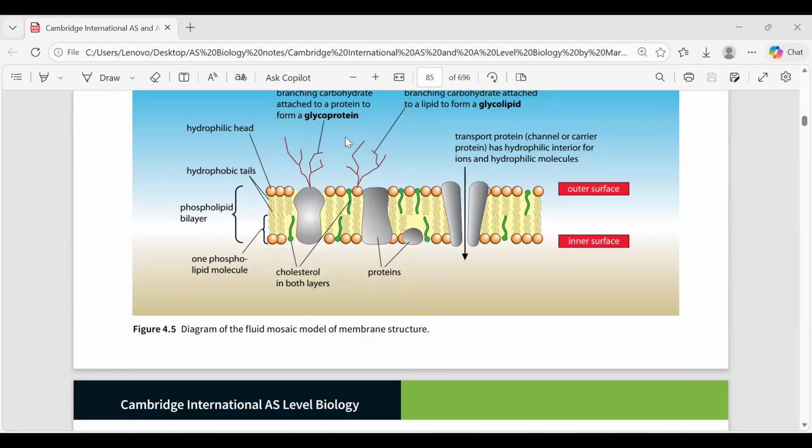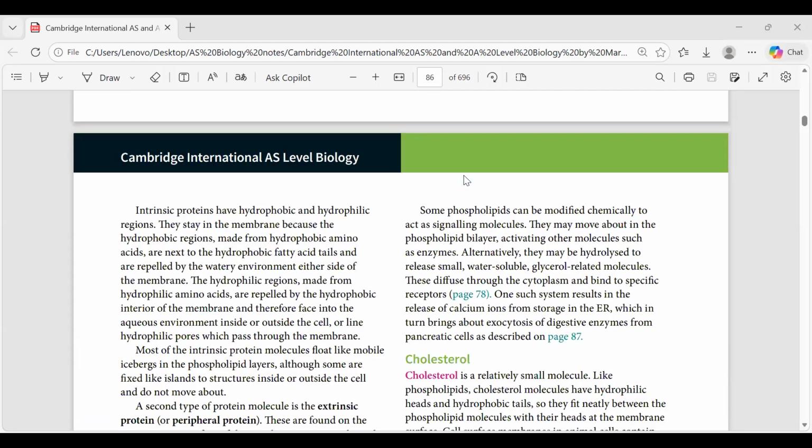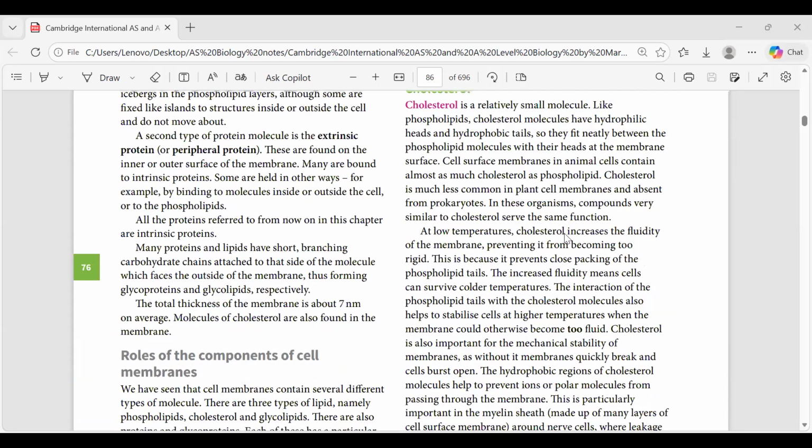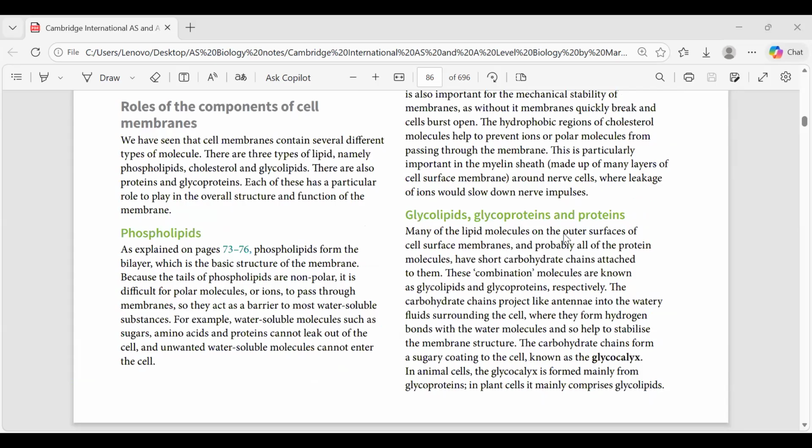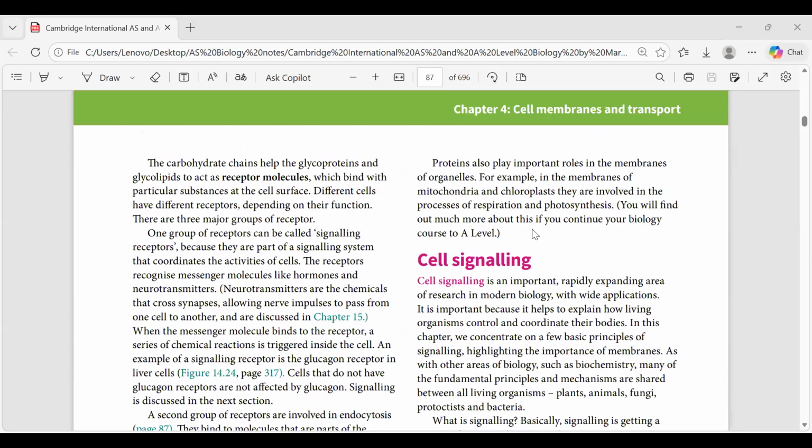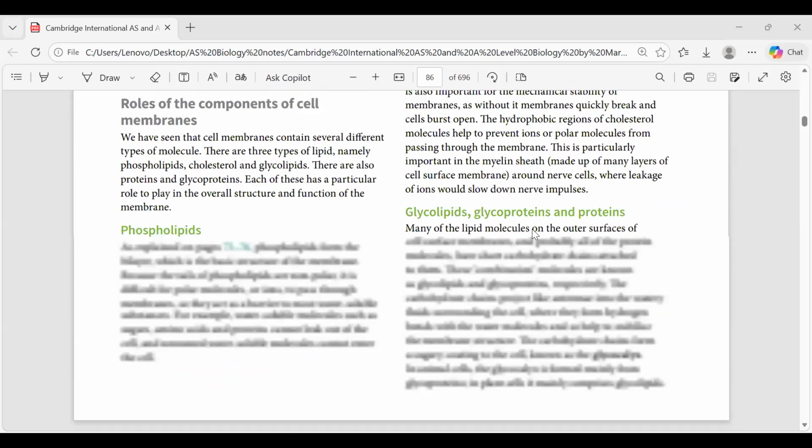We have discussed all these glycoproteins, glycolipids, what the functions of these carrier proteins are, and how the substances are transported from the outer surface towards the inner surface, and the function of the cholesterol and the function of phospholipids, glycolipids, glycoproteins in the cell membrane. We have done till this.